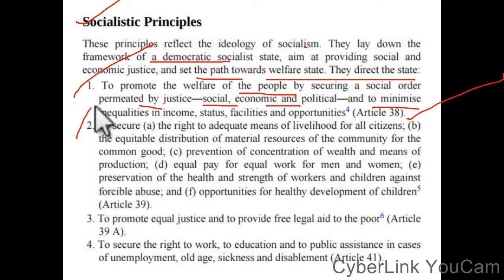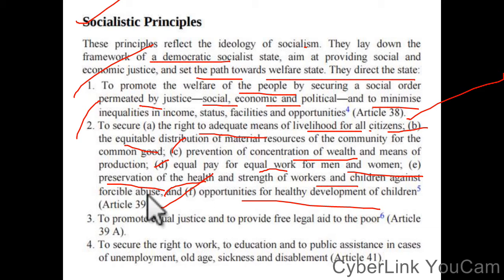Article 38. To secure the right to adequate means of livelihood for the citizens, the equitable distribution of material resources of the community for the common good, prevention of the concentration of wealth and means of production, equal pay for equal work for men and women, preservation of the health and strength of workers and children against forcible abuse, and opportunities for healthy development of children. Article 39, to promote equal justice and to provide free legal aid. Article 39A, to secure the right to work, to education, and to public assistance in case of unemployment, old age, sickness, and disablement.